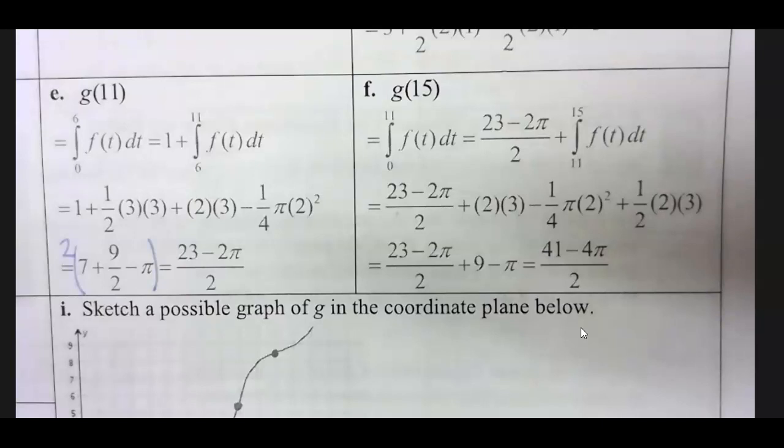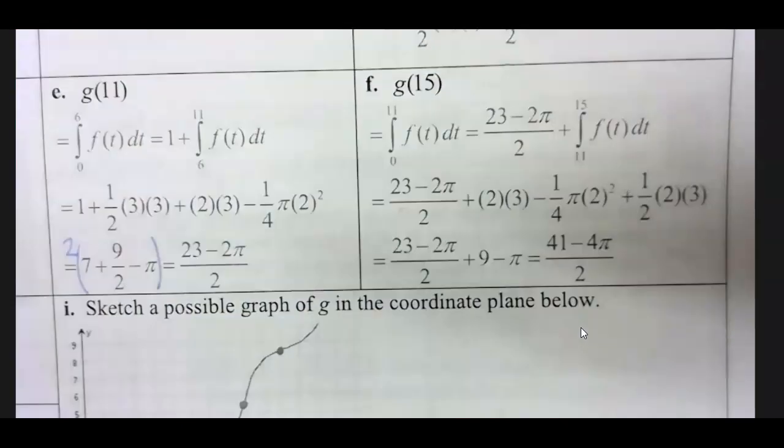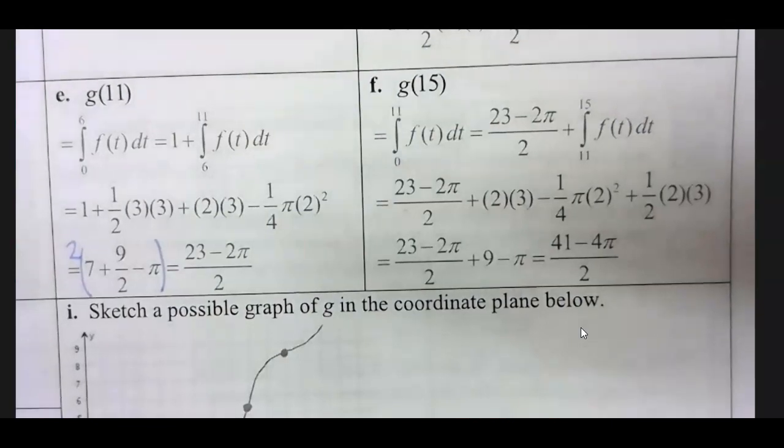Okay, so if we were to combine them? No, you could have left it like what I have boxed in purple. And you could have just done 23 over 2 minus 2 pi. Is that what you had? I had minus pi. I mean minus pi, sorry.